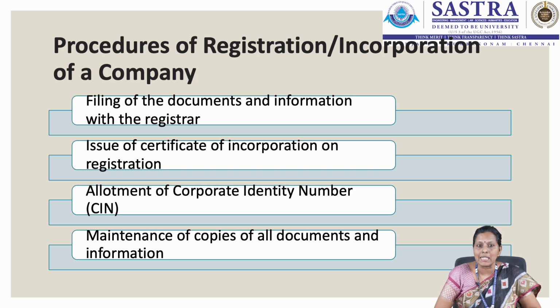And in the certificate of incorporation, they would also mention a corporate identity number. So, every company would be allotted a corporate identity number. This corporate identity number is a unique number which is distinct for a particular company. It is the duty of each company to maintain copies of all the documents and the information which they had provided to the registrar of companies in the registered office until the company gets wound up.